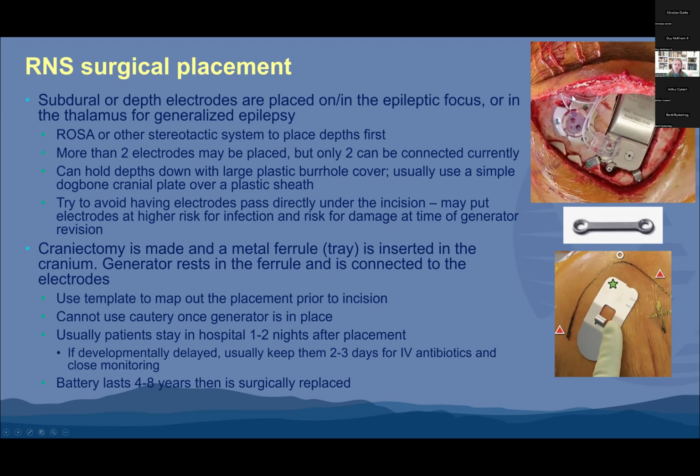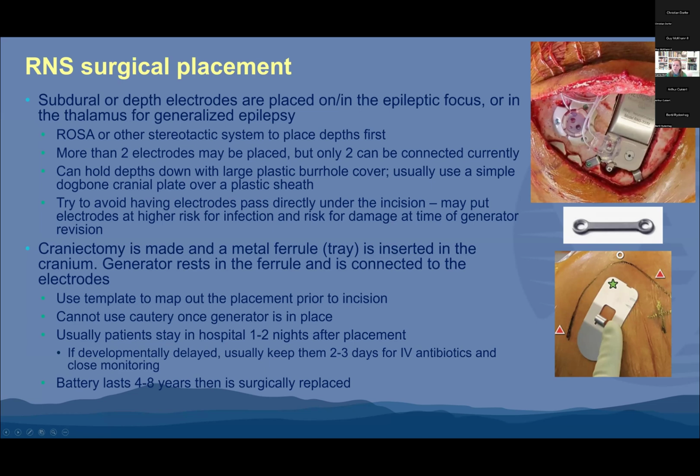After you place your depth electrodes and any subdural strips you're going to place, the last step is to do the craniectomy for the generator. You place this little metal tray called a ferrule inside of your craniectomy site, and then the generator just pops into that ferrule. That way, whenever you have to change the generator, it just pops out and pops back in and screws down with one screw. You do that last because once you have the battery up, you can't use cautery anymore or you'll short out the device. So you make sure that you get good hemostasis and you've done the other parts of the surgery before you put the generator in. When I'm planning it out, you have this little template you can hold up to the skin to decide exactly where to put your craniotomy.